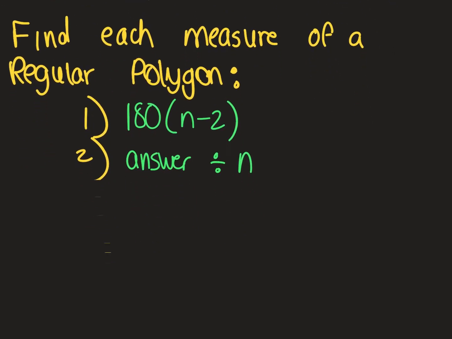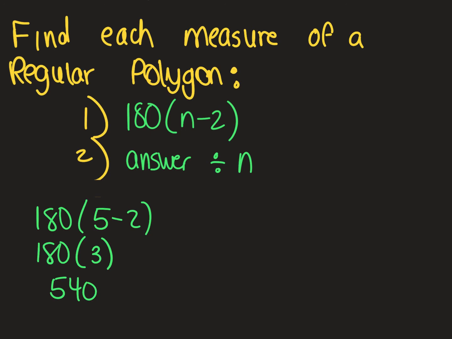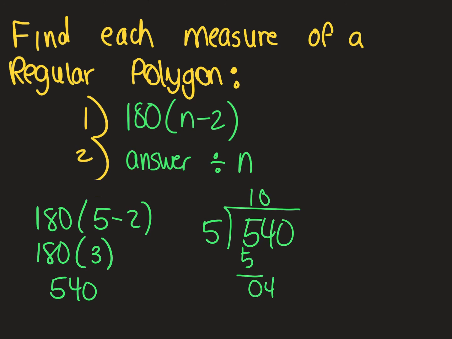So let's see if I was right on this 108. A 5-sided shape is 180 times 5 minus 2. 180 times 3 is 540. Now I'm going to take 540 and divide by 5 because it has 5 sides. 5 goes into 5 once. 5 cannot go into 4, but 5 can go into 40 8 times. Look at that, 108. So 2 steps. Do the rule, then divide. N was our number of sides, so it went right here. It also goes on the outside of the house.